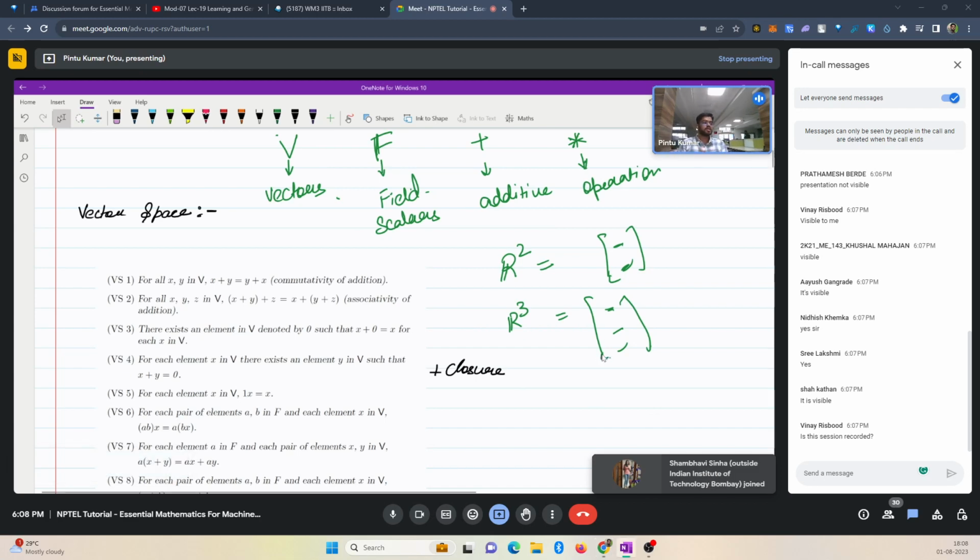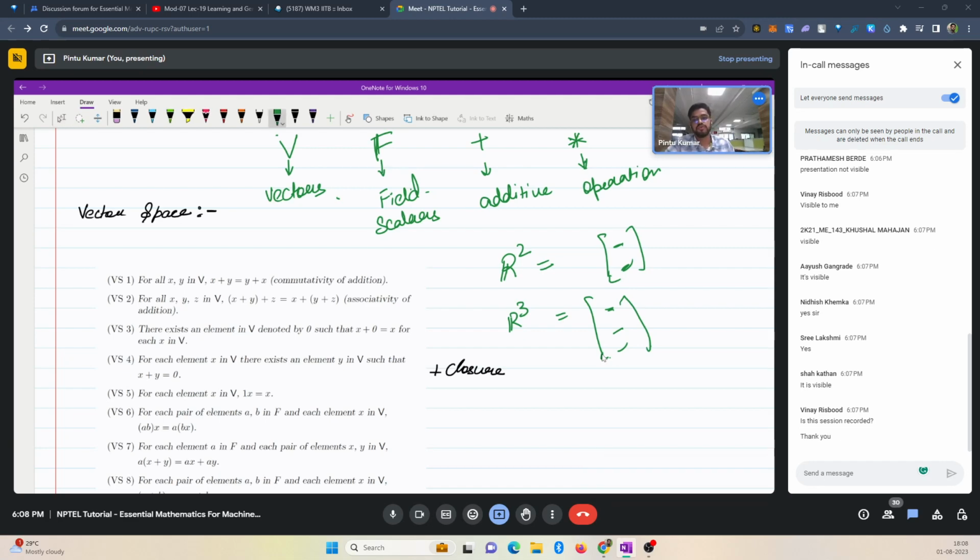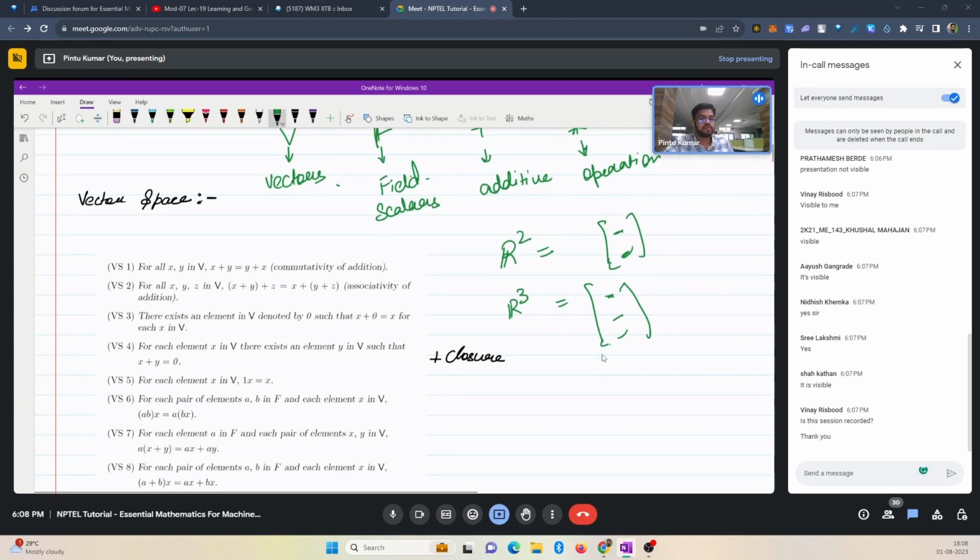So we want to generalize the notion of this thing. We come up with something called a vector space. If you remember, if you have a vector in R2, for example (2, 3), then what can you do with this vector? You can add it to some other vector, and you must get a vector within R2 only.